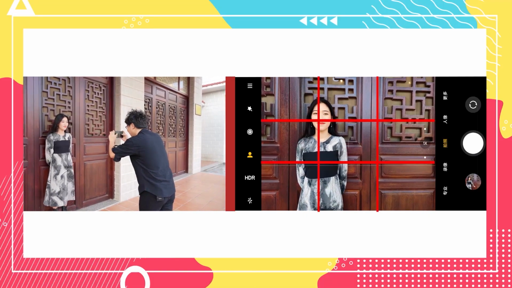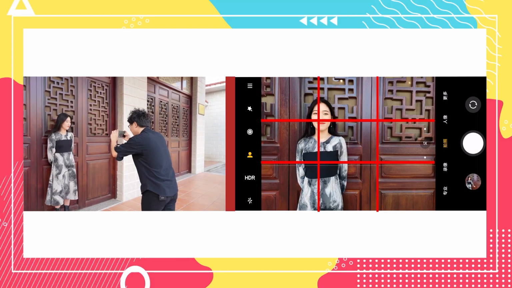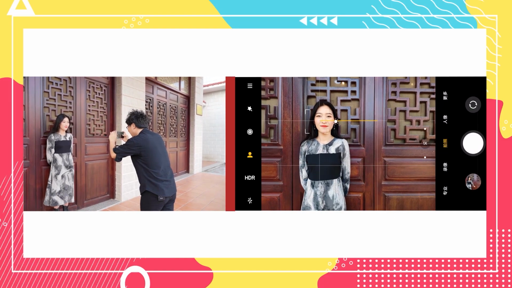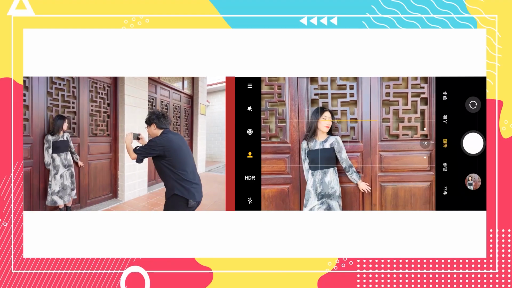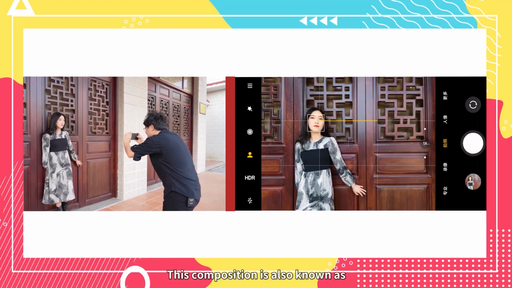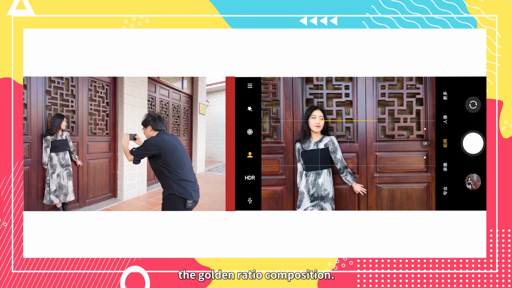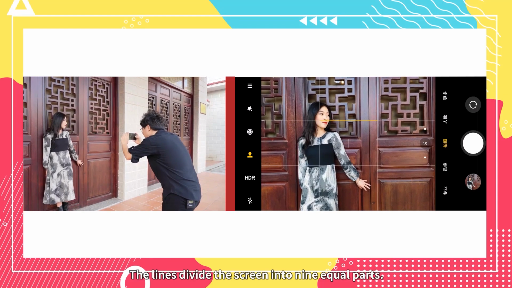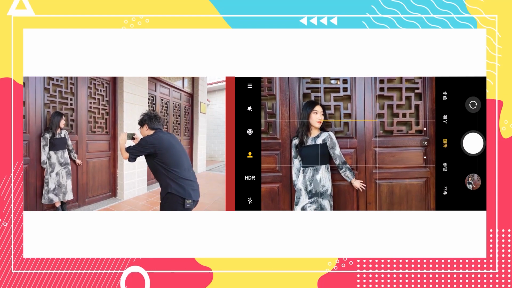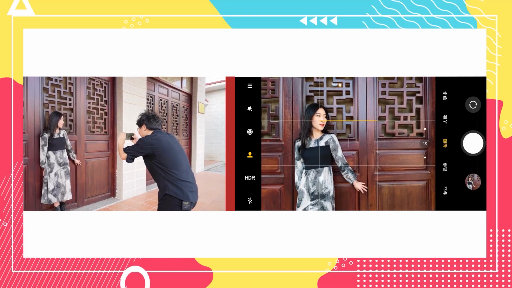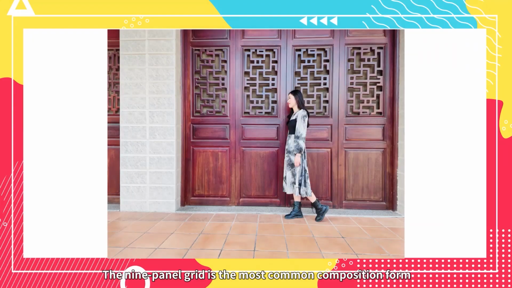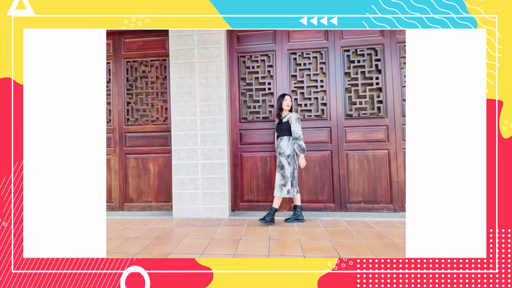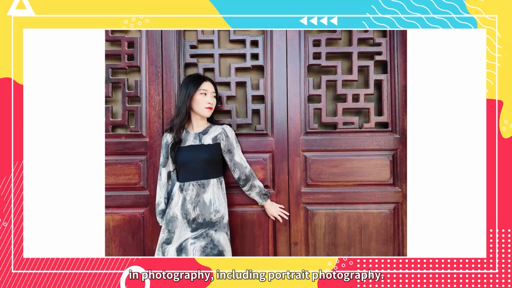Okay, smile. Good, stretch your arm out. Very good. This composition is also known as the golden ratio composition. The lines divide the screen into 9 equal parts. We can put the main body on any one of the 4 intersections. The 9-panel grid is the most common composition form in photography, including portrait photography.